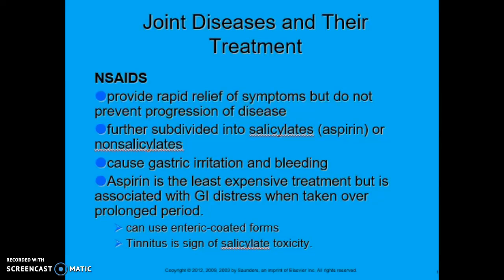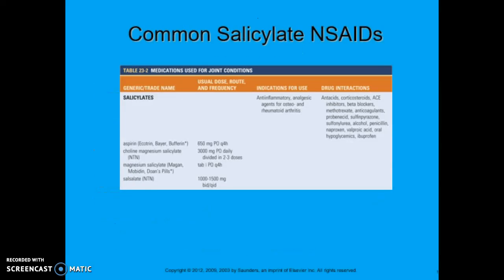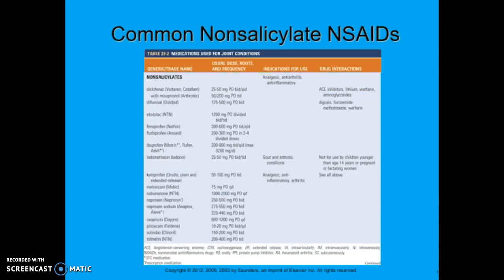In your book on table 23.2, we can see the common medications used for joint conditions, and at the top here you see the salicylates. It's also pronounced salicylates. As well as here looking at the non-salicylates.